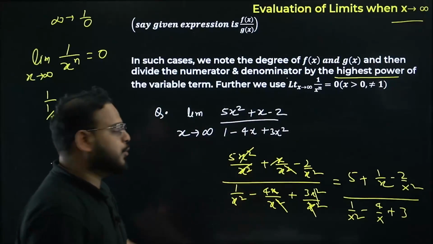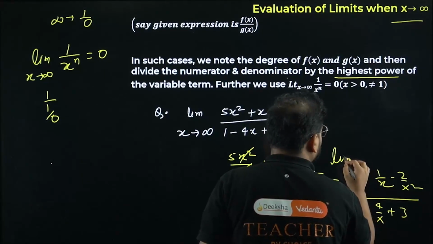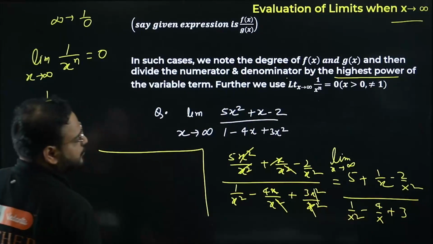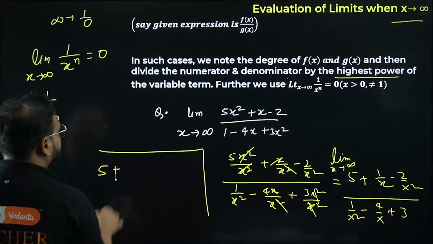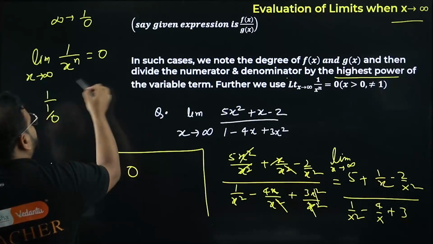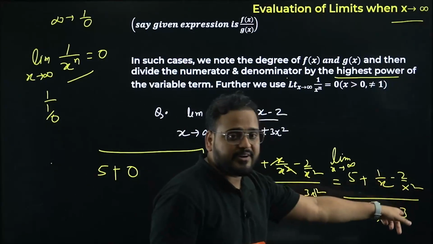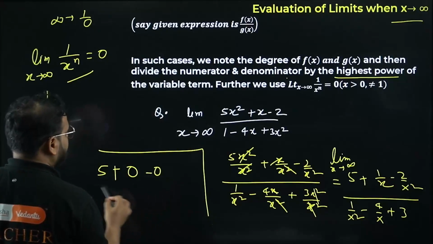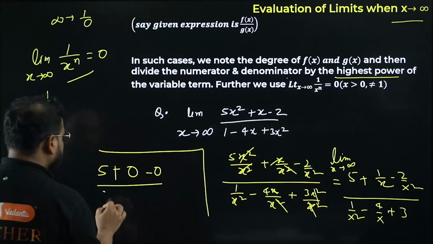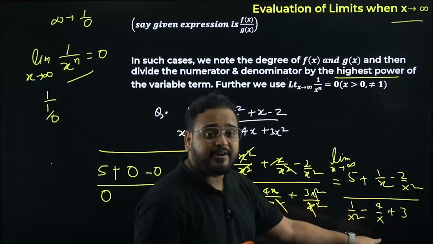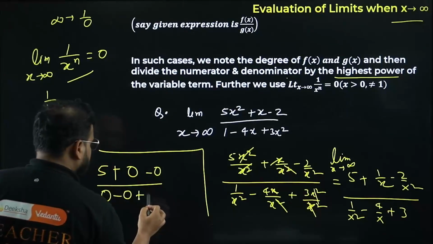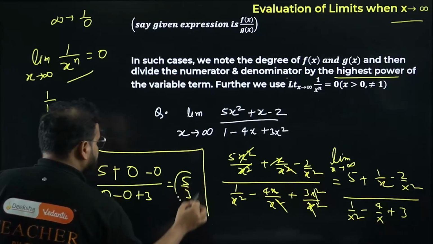Now for this part, apply the limit, limit x tends to infinity. Please check the result on this side. The limit will become 5, because there is no x involved. 1 by infinity is simply 0. Please check this condition I'm using. Minus 2 by infinity square will be 0, divided by 1 by infinity square which is 0, and minus 4 by infinity is again 0. Last we have plus 3. Simplify, you get 5 by 3. This is my answer.